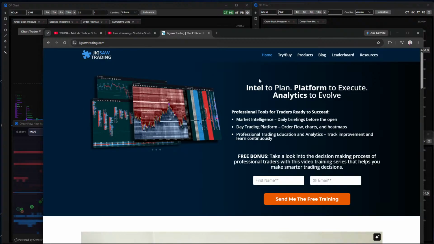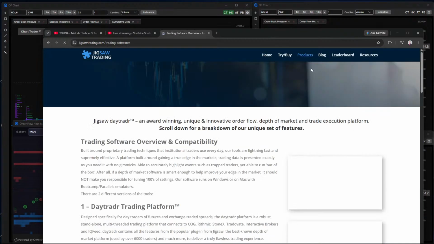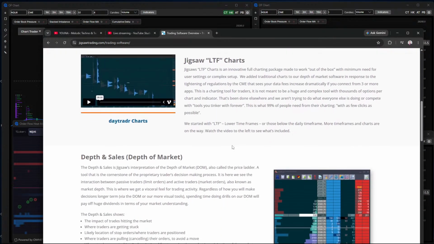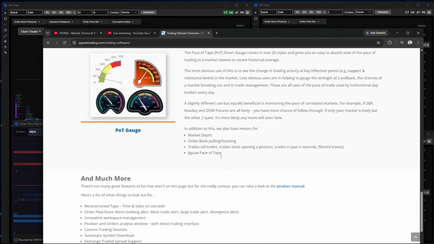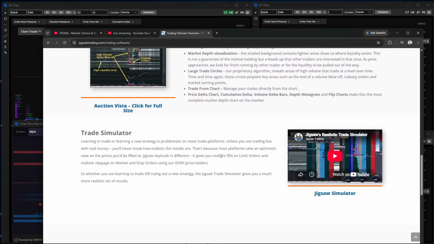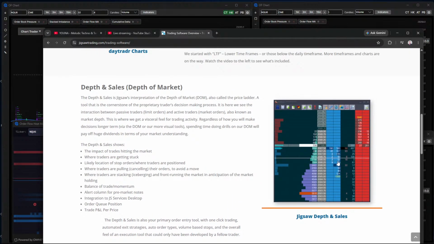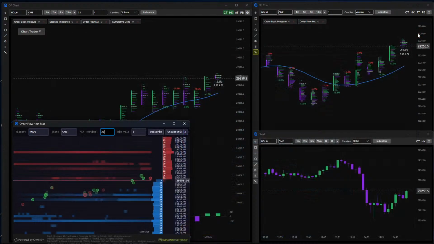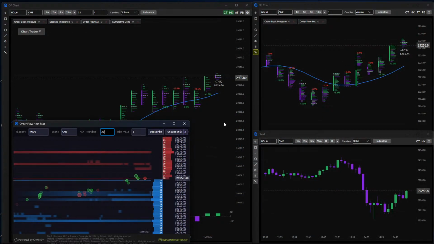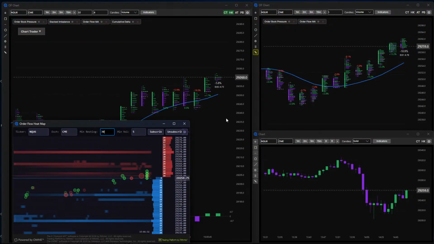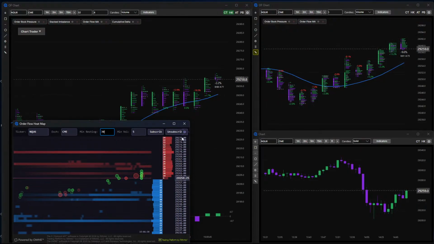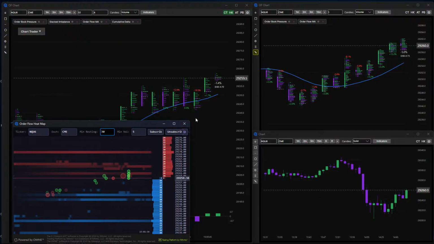But as a software engineer, I used it anyway because I was making six figures, so it didn't really matter about blowing $1,000. I used their DOM. I am planning on building a DOM, a depth of market trading tool, that is second to none. That's what I am planning to do.